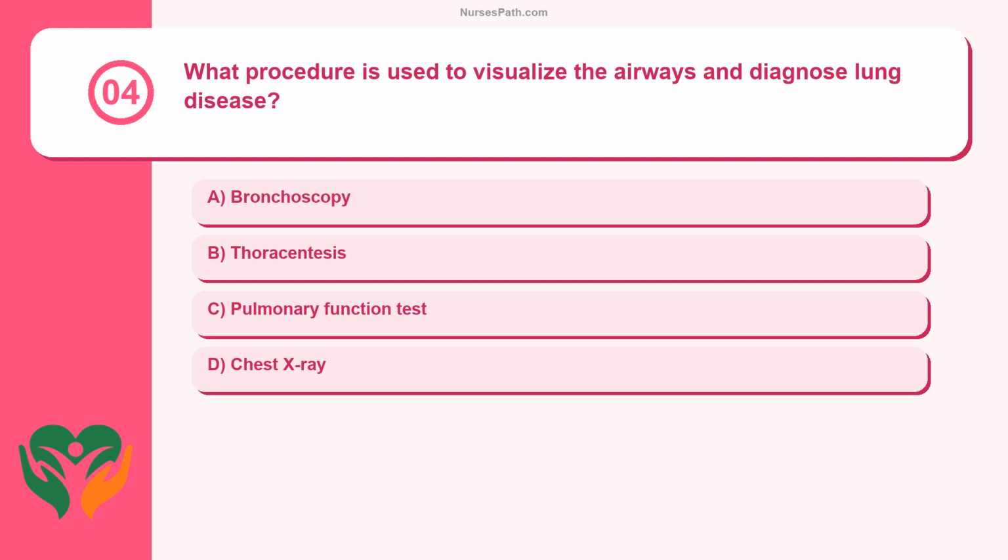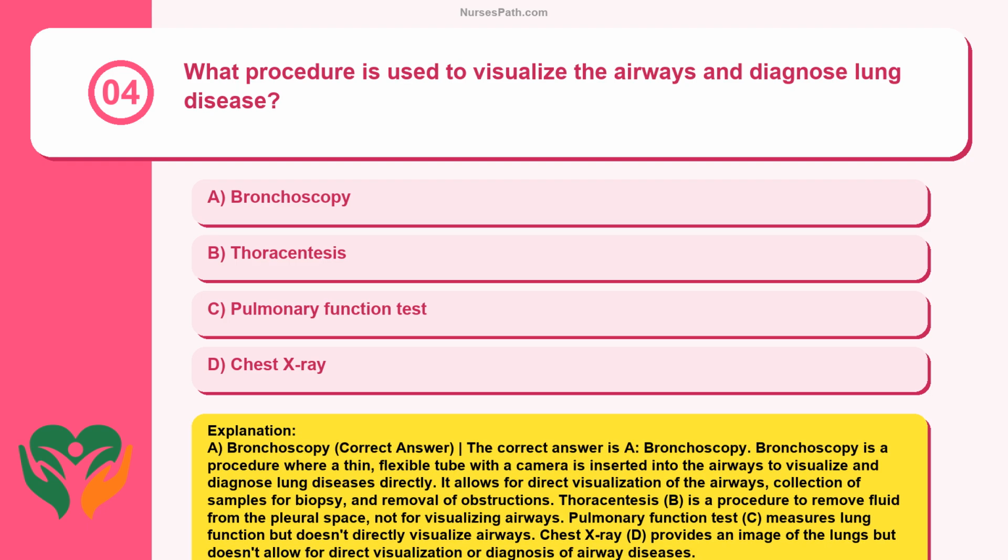Question 4. What procedure is used to visualize the airways and diagnose lung disease? A. Bronchoscopy, B. Thoracentesis, C. Pulmonary function test, D. Chest X-ray. A. Bronchoscopy. Correct answer. The correct answer is A.